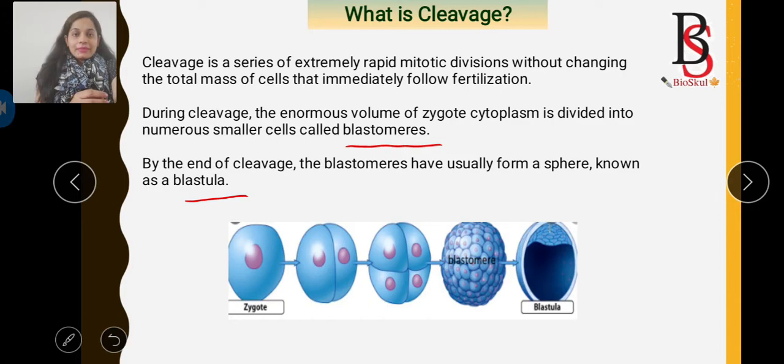So here in the diagram, this is the zygote. Just after fertilization, it undergoes the process of cleavage, leading to the formation of 2 cell stages, then 4 cell stages, and so on. That leads to the formation of numerous smaller cells called blastomeres, and at the end there is the formation of a sphere-like structure called the blastula.